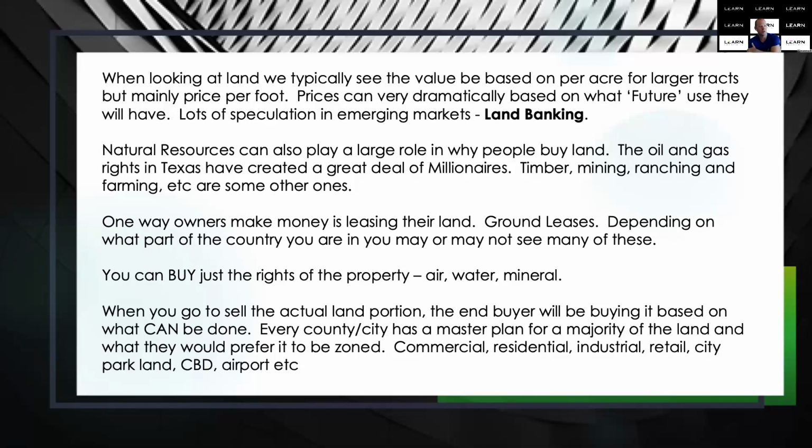When you go to sell the actual land portion, the end buyer will be buying it based on what can be done. Every county and city has a master plan for a majority of the land and what they would prefer it to be zoned: commercial, residential, industrial, retail, city, parkland, CBD, airport, etc. Unfortunately, some people don't investigate what the city wants to do because they're not working with a broker or they didn't know that was a step that was needed.